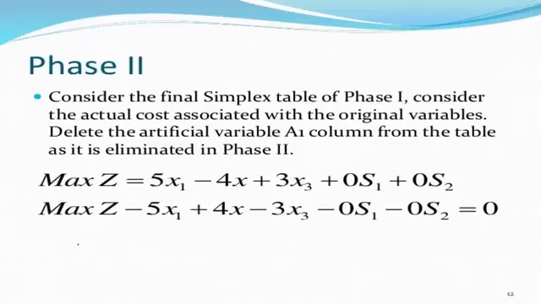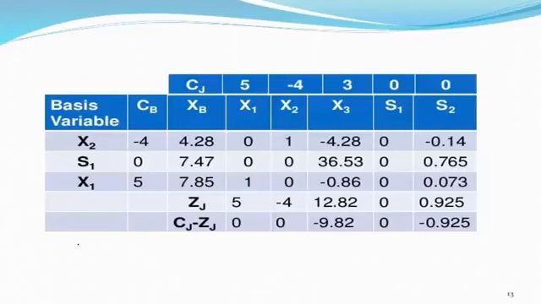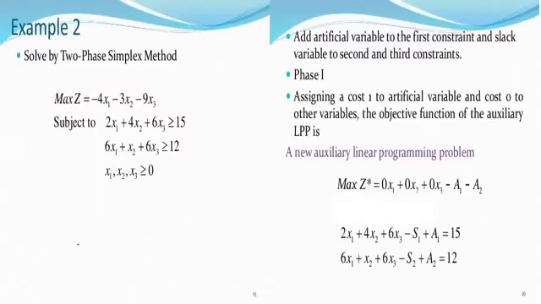Then we consider the final simplex table of phase 1. Consider the actual cost associated with the original variables. Delete the artificial variable A1 column from the table, as it is eliminated in phase 2. So the maximization of 5x1 minus 4x2 plus 3x3 plus 0s1 plus 0s2 becomes 5x1 plus 4x2 minus 3x3 minus 0s1 minus 0s2 equal to 0. Then we create the table and try to find the solution. This is the second example, and we will, inshallah, solve it in the class.